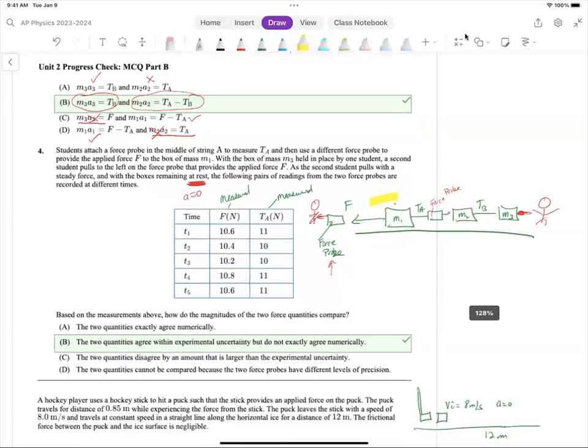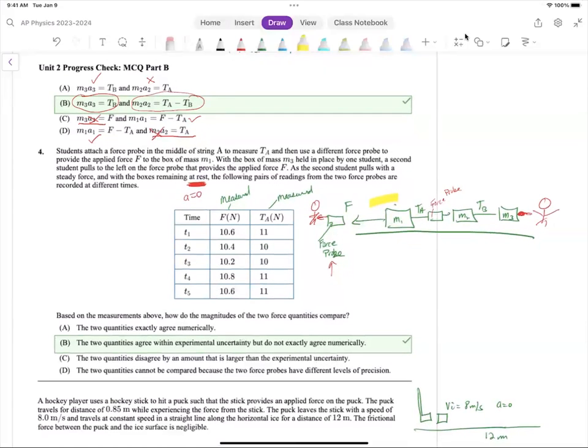No, they don't. The two quantities agree within some experimental uncertainty, but they do not exactly agree numerically. They are not exactly the same numerically, but as far as I'm concerned, they're experimentally the same. So that's why B is correct. The two quantities disagree by an amount that is larger than what you would expect. No. The two quantities cannot be compared because the two force probes have different levels of precision. I don't know. There's nothing in that statement that even came close to that.